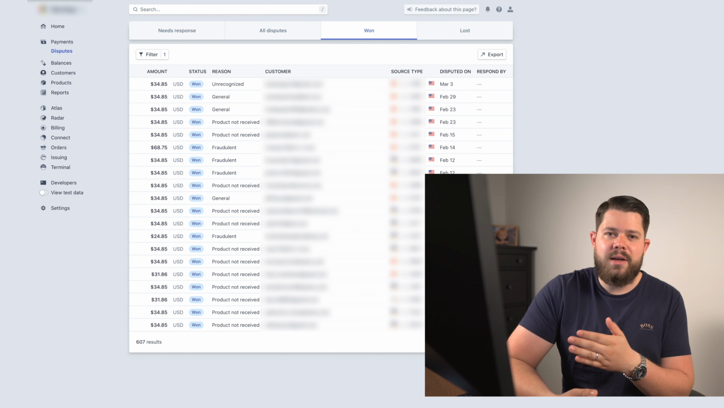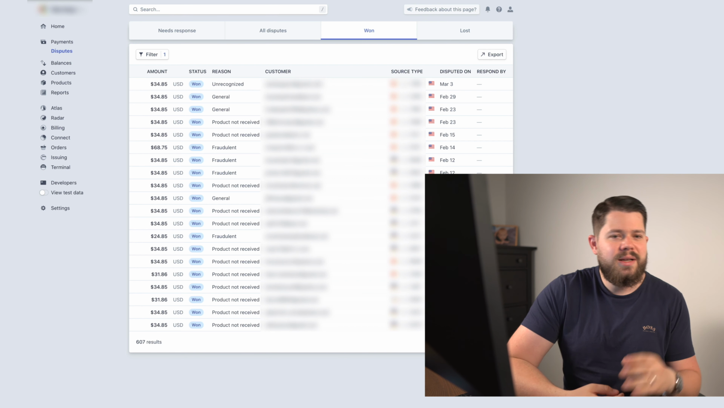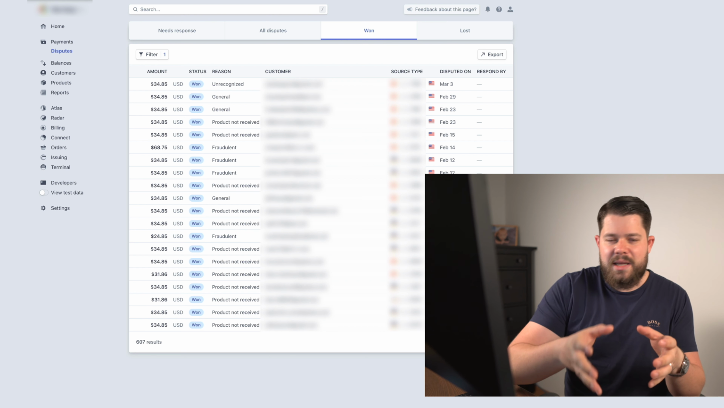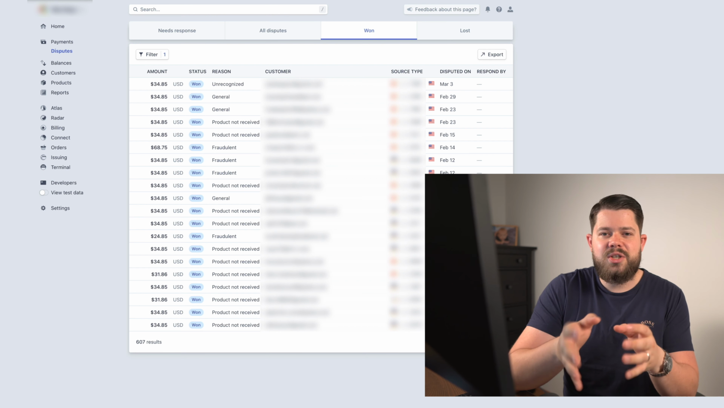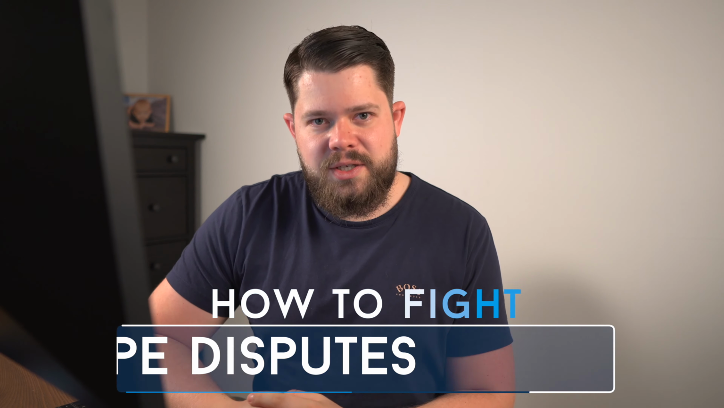Stripe is doing it often. When you have a higher chargeback rate and you don't have a good history, they put a 25% withholding for about 2 months, which is really destructive for most businesses with lower margins. How to fight these disputes?